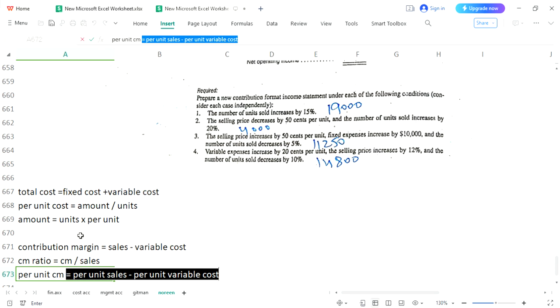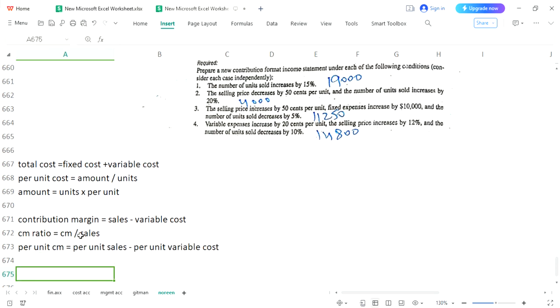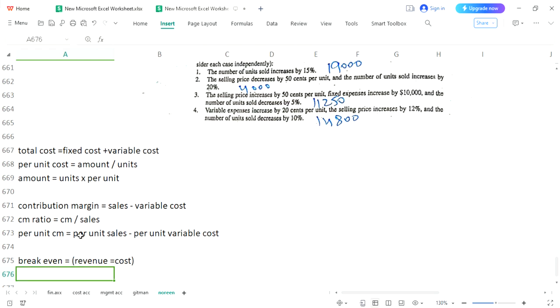You will get per unit CM. Then you are familiar with break-even, a point where your revenues are equal to cost, and break-even in terms of units and break-even in terms of rupees. These were a few concepts we were just repeating, and now come to the point.